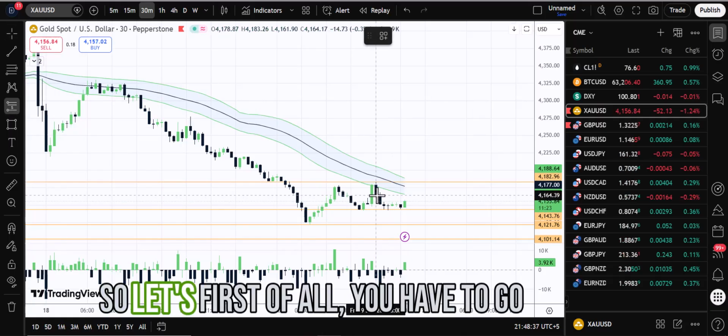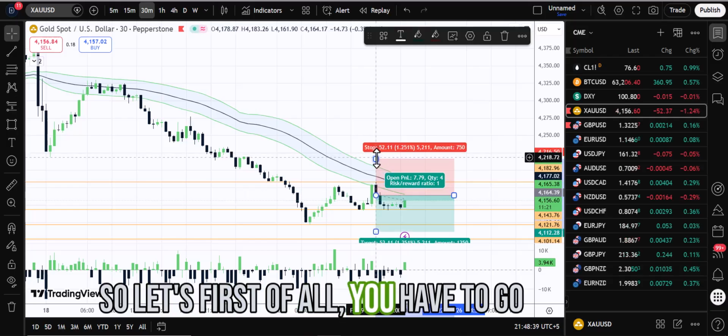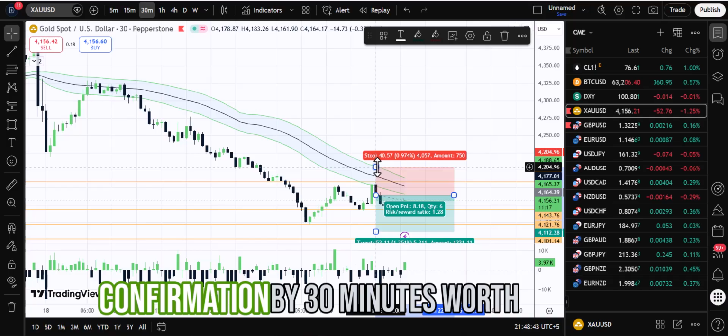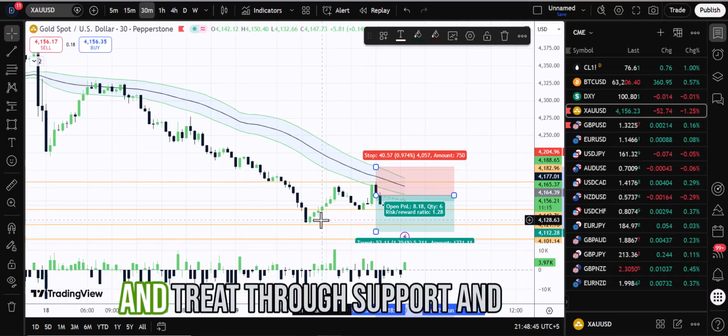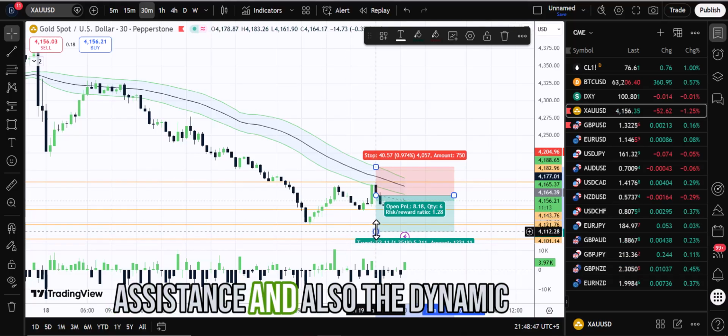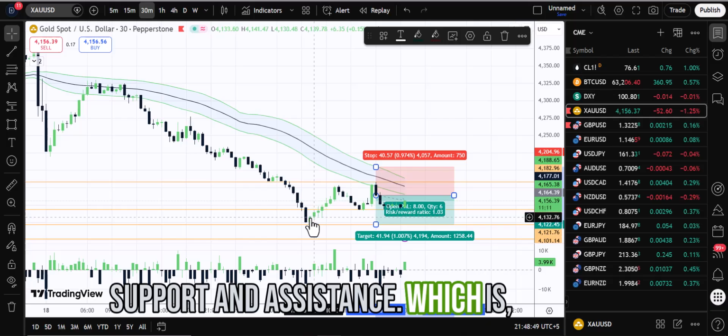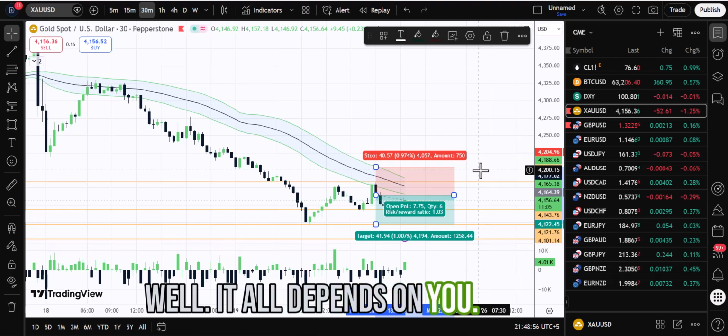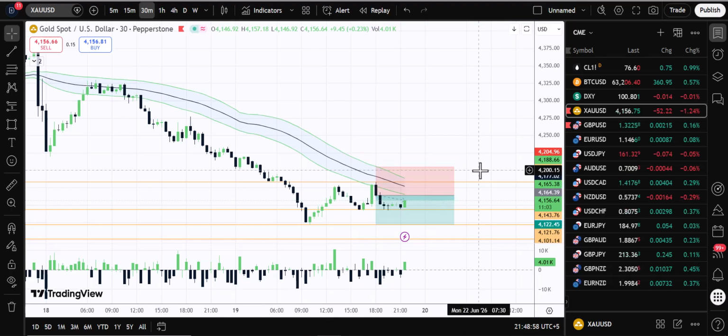So first of all, you have to go to the daily time frame and mark the range. Use the 4-hour chart for confirmation bias, the 30-minute chart for entry through support and resistance, and also the dynamic support and resistance, which is Bollinger Bands. You can also use moving averages as well. It all depends on you. Okay.